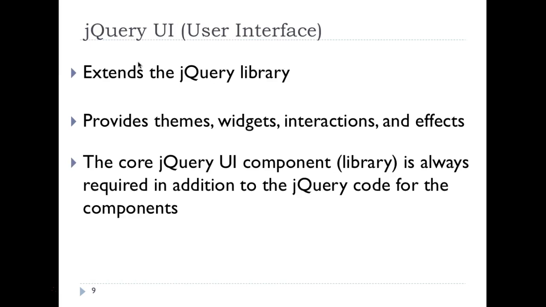So one of the big libraries I want to show you today is the jQuery library called jQuery UI, for user interface. There will be a separate video on this, but it provides themes, widgets, interactions, and effects, but they're very small. I don't know if you've ever seen an accordion, but that's a good example of what jQuery UI would give you. And it has its own methods and properties.